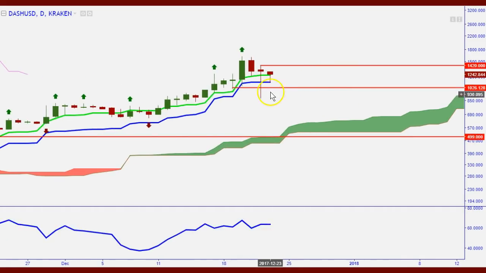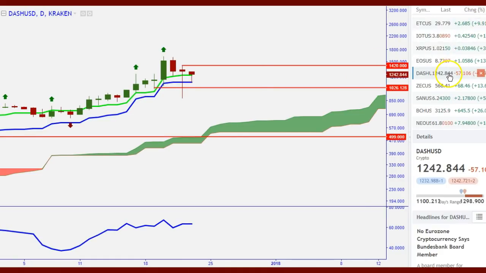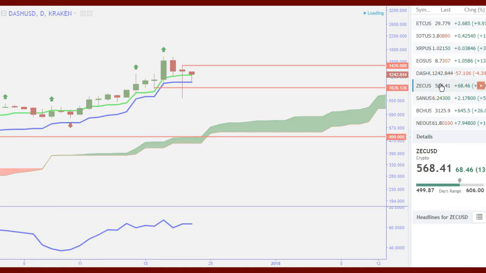All right, and I pay attention to that. I'd like to see a better entry at this point, close and honor here, and then get into the market. But we are honoring the Tenkan-sen at this point. All right, so let's move off of this. This Zcash we'll look at.